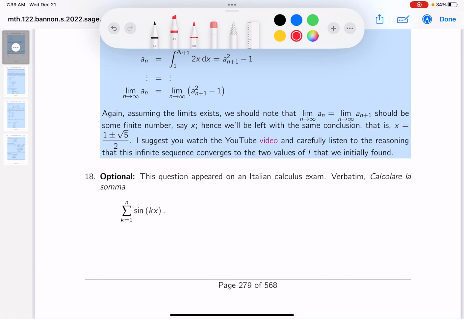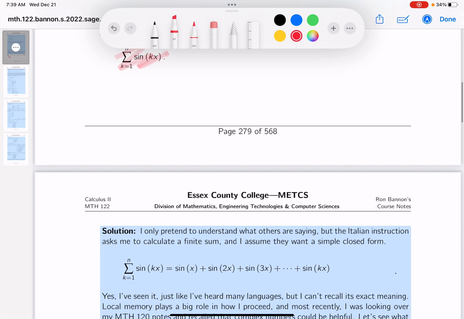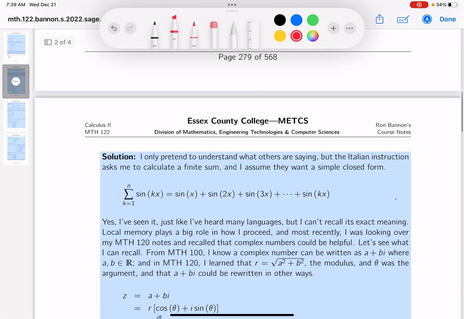Okay, this is from a calculus exam, an Italian calculus exam. Verbatim, it said this over here, which, reading it, certainly I don't read Italian, but it says calculate that sum, and it's not an easy sum to do. There are some trivial cases, but for the most part, they want a closed form of that sum, all right? Now, you don't need calculus to do this.